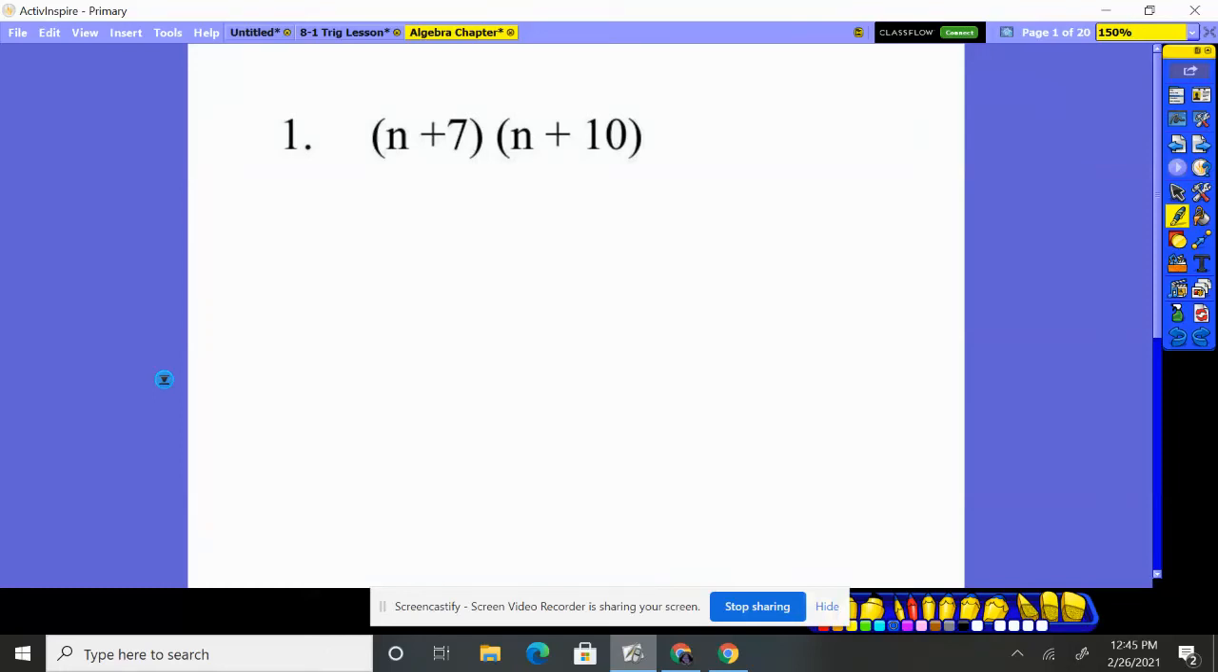Problem one, we want to multiply the binomial n plus 7 times the binomial n plus 10. So we're going to shake hands. Each piece will get distributed through. So this n will get distributed through to that n. N times n is n squared.